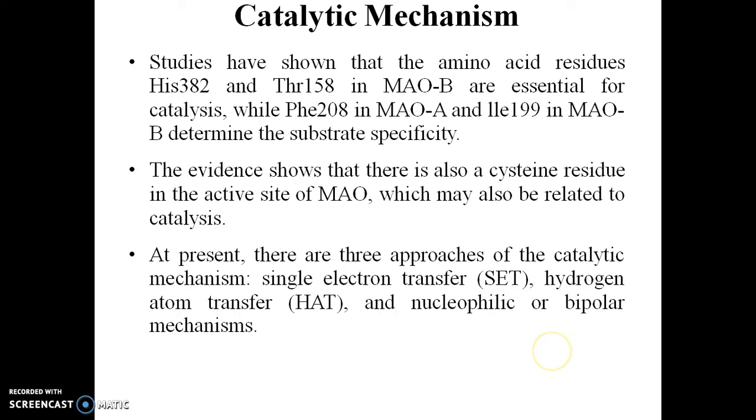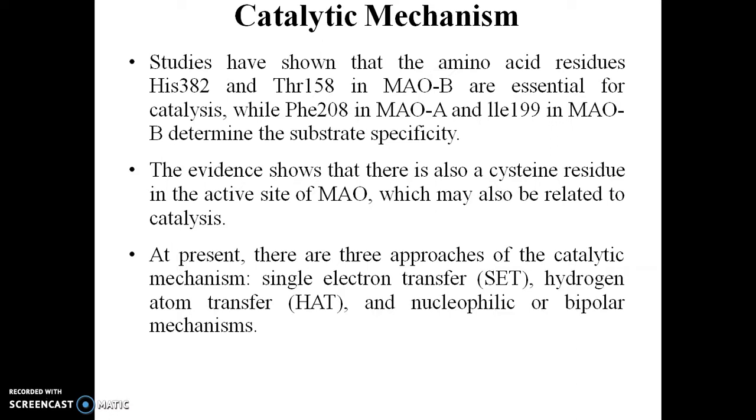So what is the catalytic mechanism? Studies have shown that the amino acid residues histidine 382, that means in the protein the histidine is placed at position 382, and threonine 153 in MAO B are essential for catalysis, while phenylalanine 208 in monoamine oxidase A and isoleucine 199 in monoamine oxidase B determine the substrate specificity.